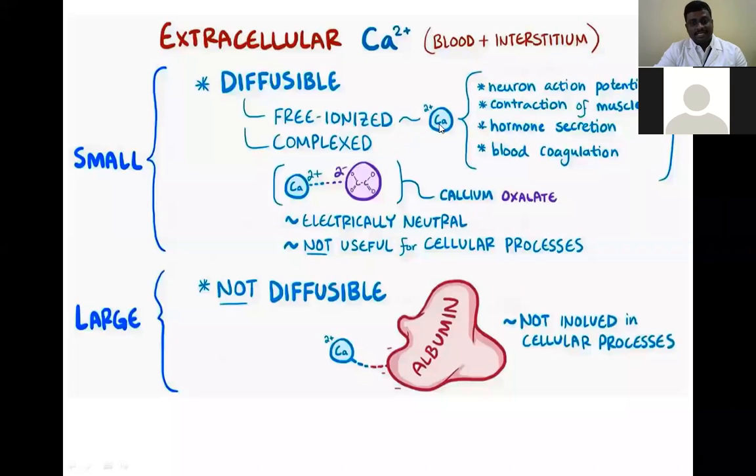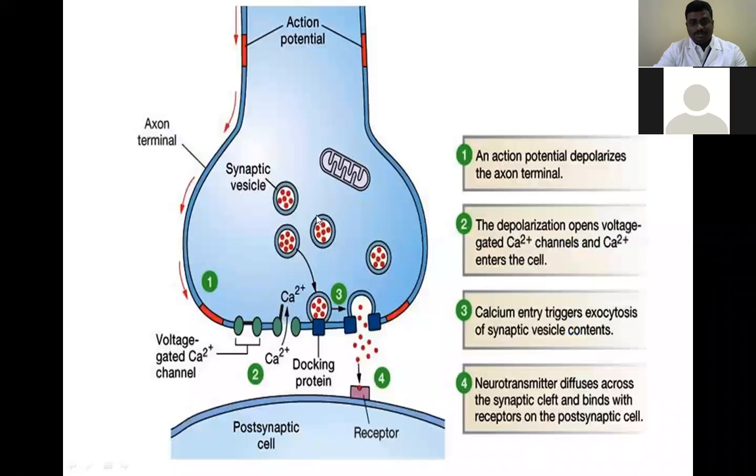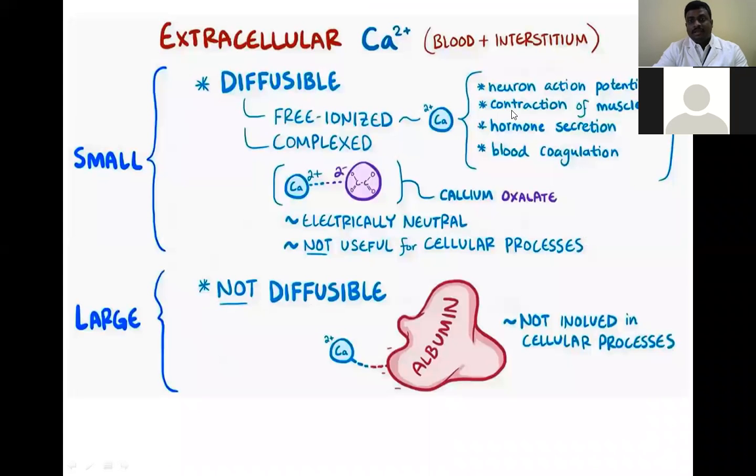Compared to these two, free ionized calcium participates in different reactions in different places. The functions of free ionized calcium are neuron action potential, which I just showed you, contraction of the muscle, hormone secretion, and blood coagulation. So free calcium, the extracellular calcium, participates in all these reactions.